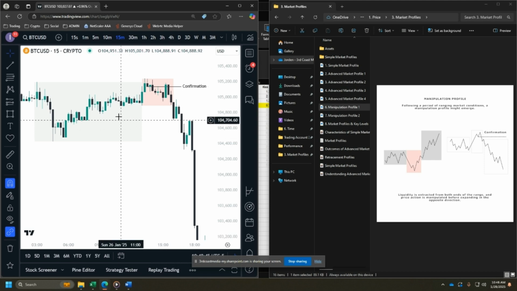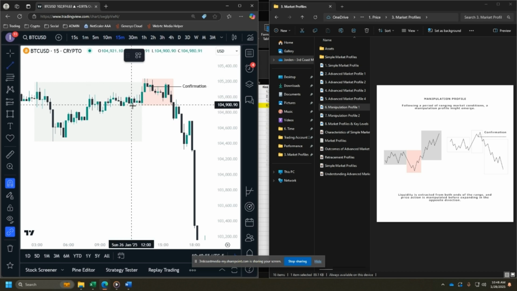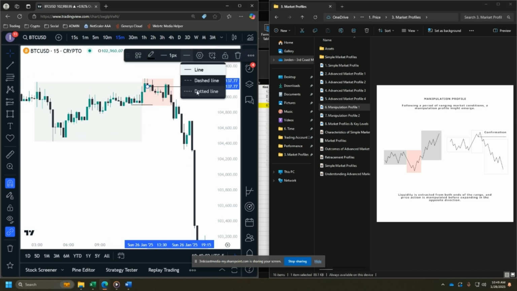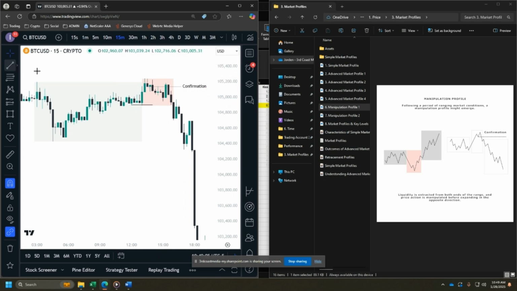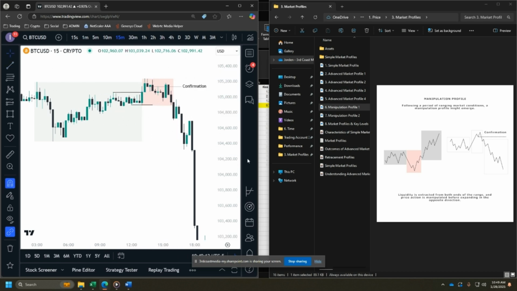So if we were to dig a little bit further, as far as looking at maybe when the manipulation point might have started, we can see here where price broke below. Let's make this one dotted so we can tell the difference. And then we had here where price broke above. So you can clearly see liquidity was extracted below at this point.